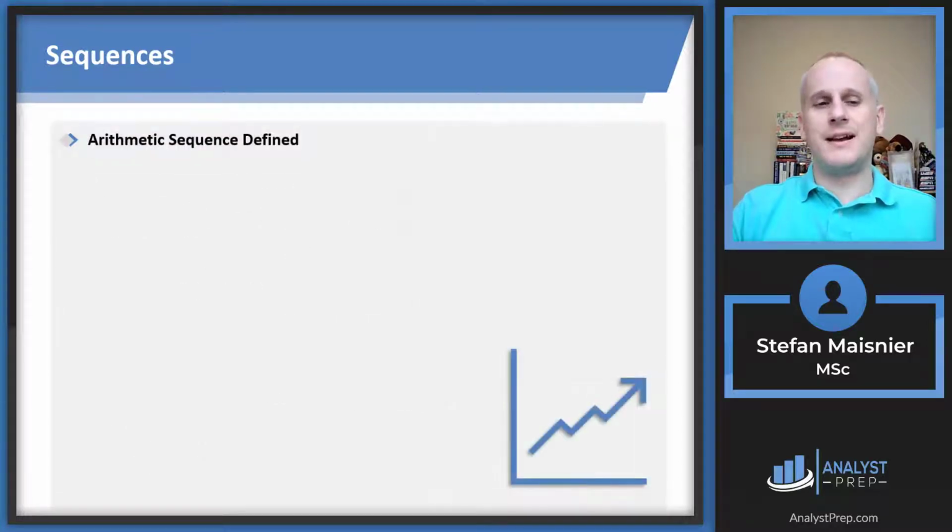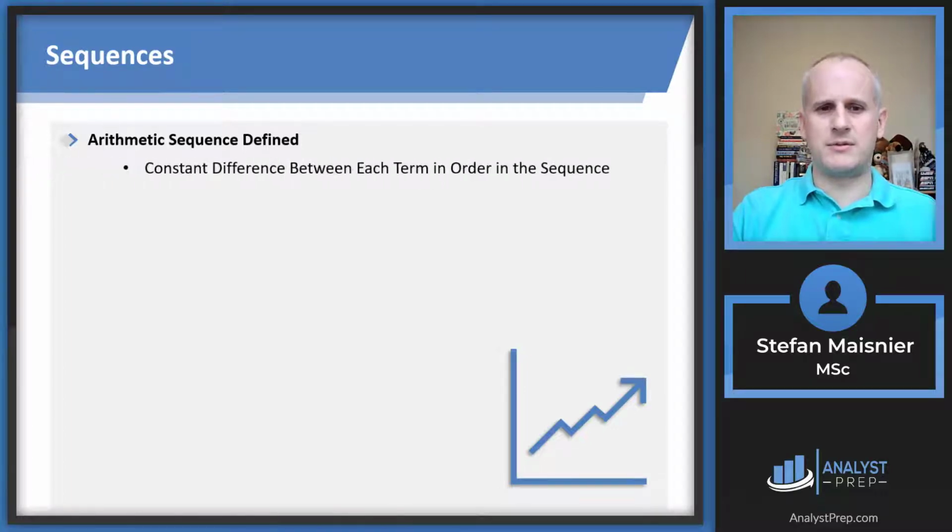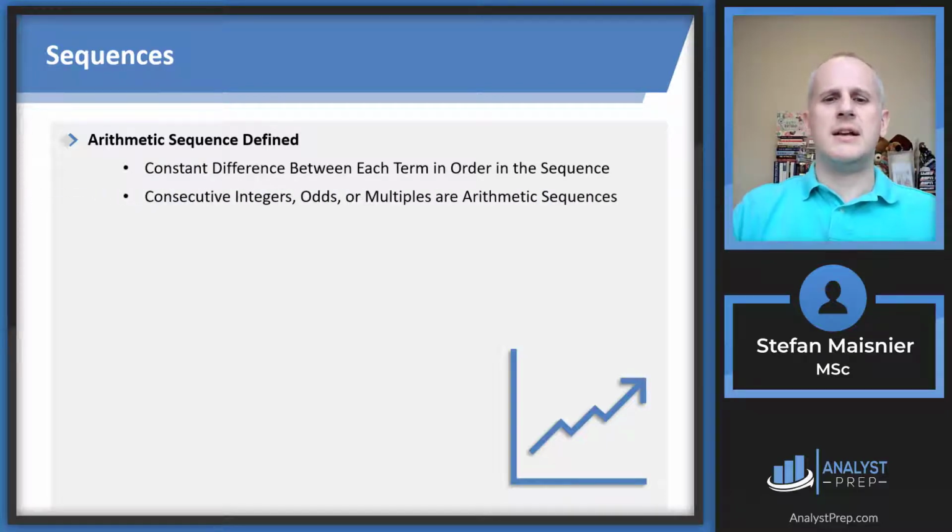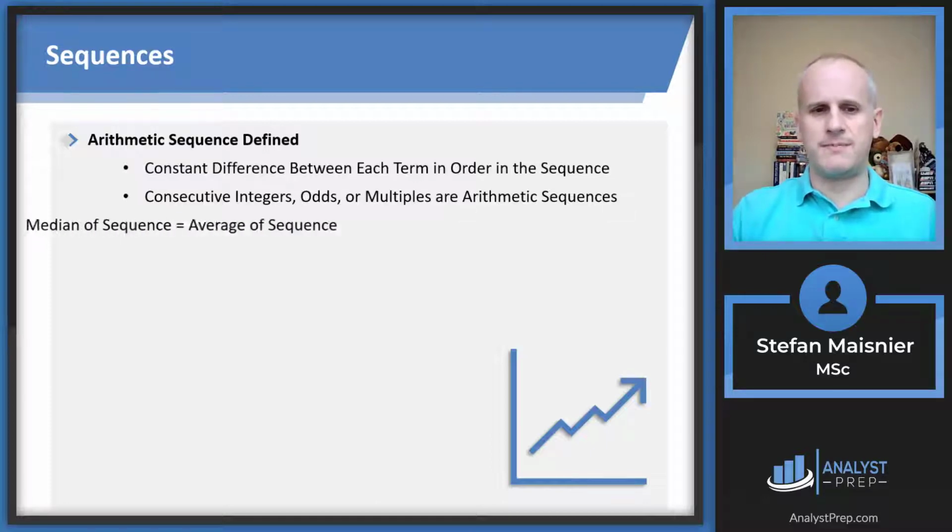Now there are specific special kinds of sequences as well, starting with an arithmetic sequence. An arithmetic sequence has a constant difference between each term in the sequence. Things such as consecutive integers, consecutive odds, or consecutive multiples are all technically arithmetic sequences. For consecutive odds, for instance, 1 to 3 is a difference of 2, 3 to 5 is a difference of 2, 5 to 7 is a difference of 2. So anything that's consecutive is an implicitly arithmetically defined sequence.